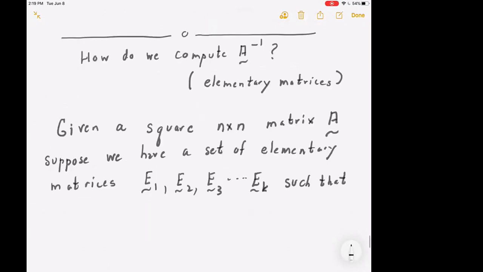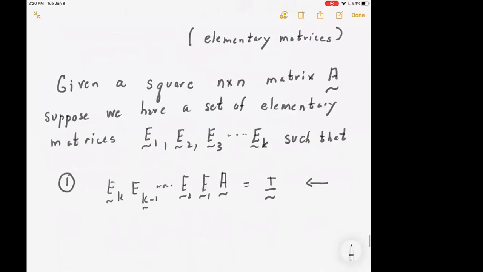So what do these elementary matrices do? Well, you start out with your matrix A, and you left multiply A by these elementary matrices, all of them, such that at the end of the day, you get the identity matrix. So these elementary matrices have a very unique and important property as specified in equation 1. When you left multiply A by all of them, you get the identity matrix.